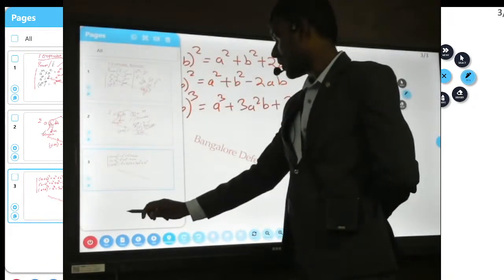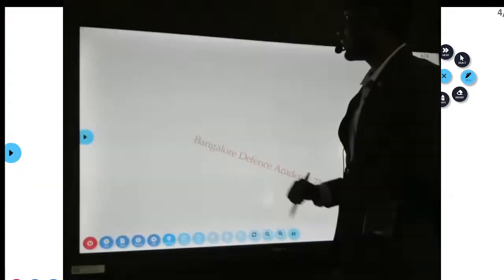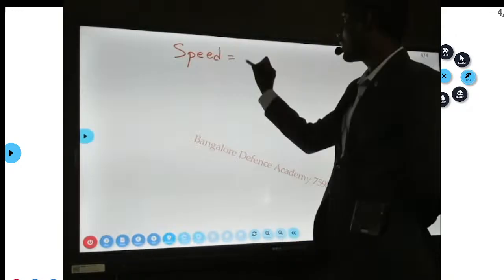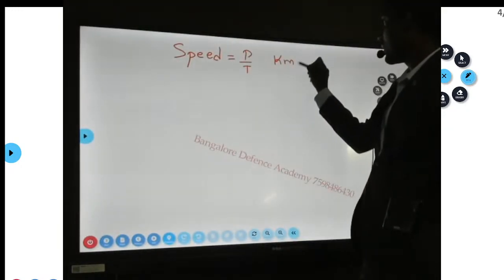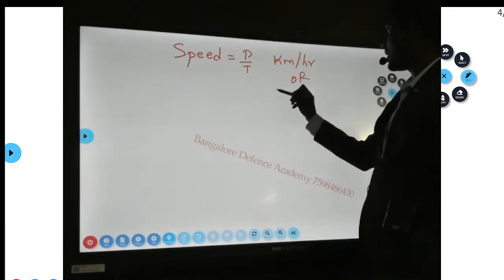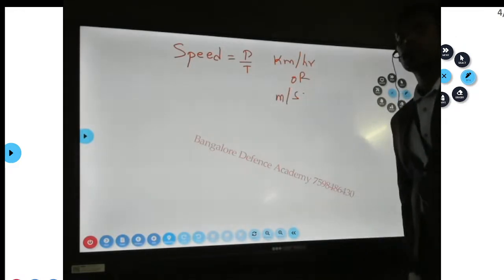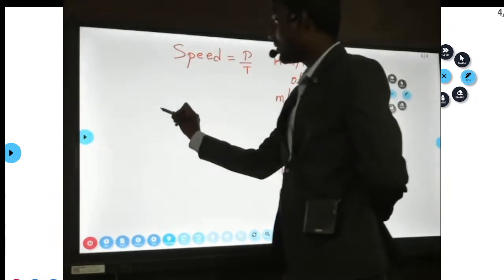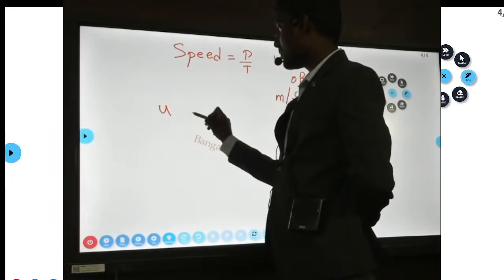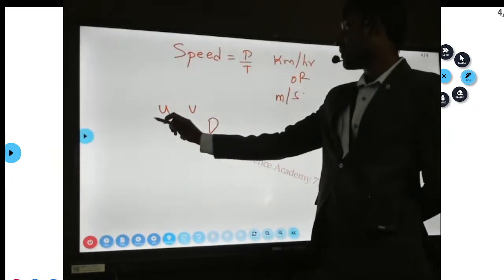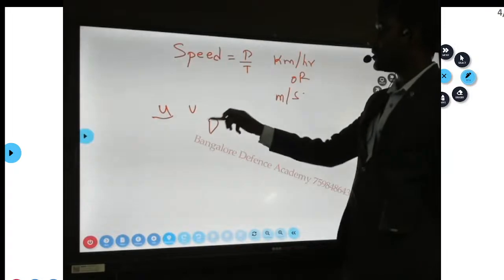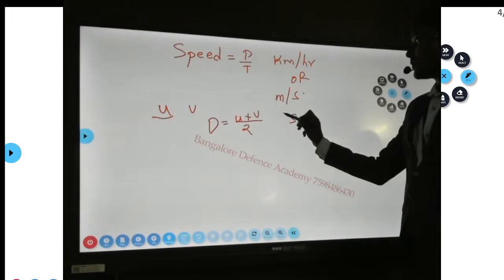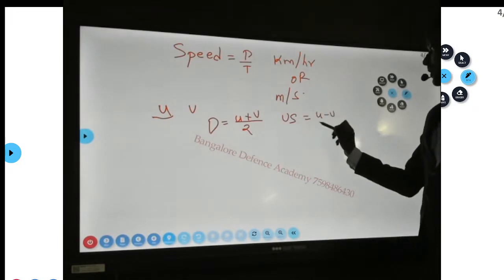Next, what formulas you have? Okay, write down. Speed is equal to distance covered by time taken. What is the unit? Kilometer per hour. Otherwise, meter per second. Okay, upstream and downstream. You know that formula? If the speed of the boat is u and speed of the stream is v, downstream will be (u plus v) by 2. Now upstream it will be (u minus v) by 2.